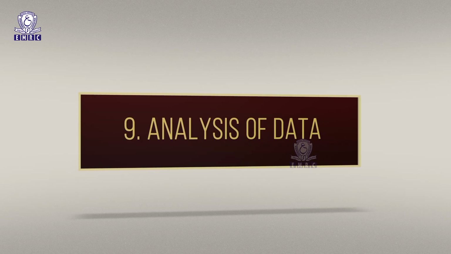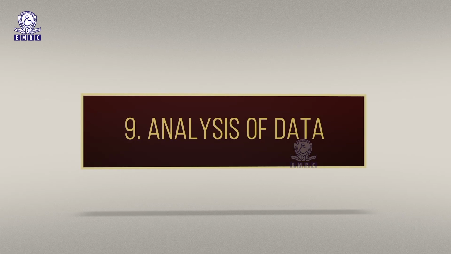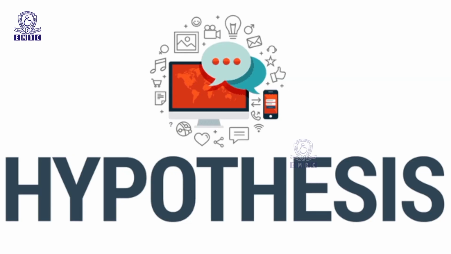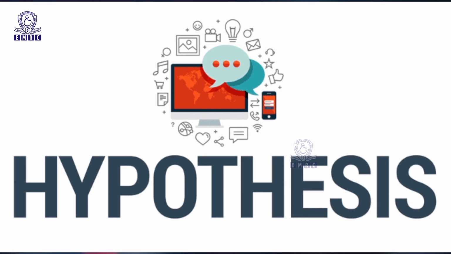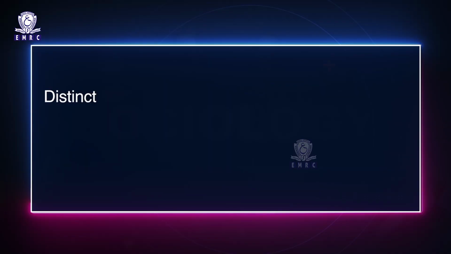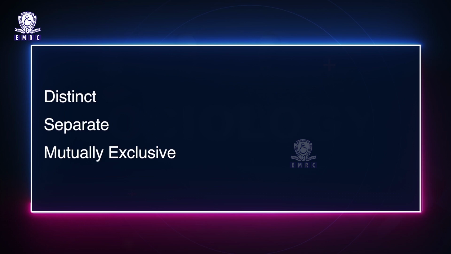The next step in research is analysis of data. Analysis involves steps like categorization, coding, tabulation, etc. The principle for classification or categorization of data has to be based on the problem under study or the hypothesis formulated. The categories must be exhaustive and sufficient for classifying the responses. They must be distinct, separate and mutually exclusive.